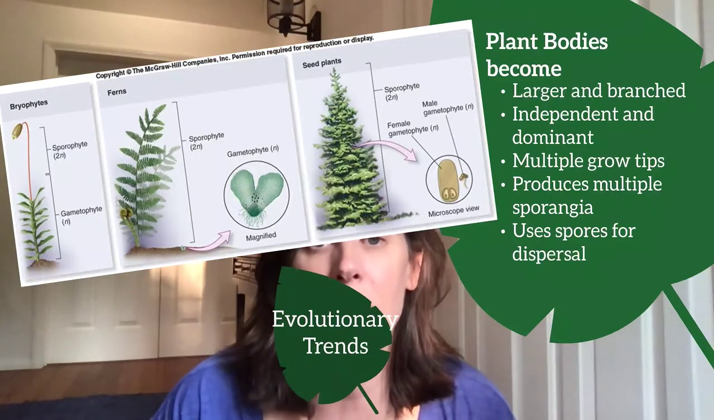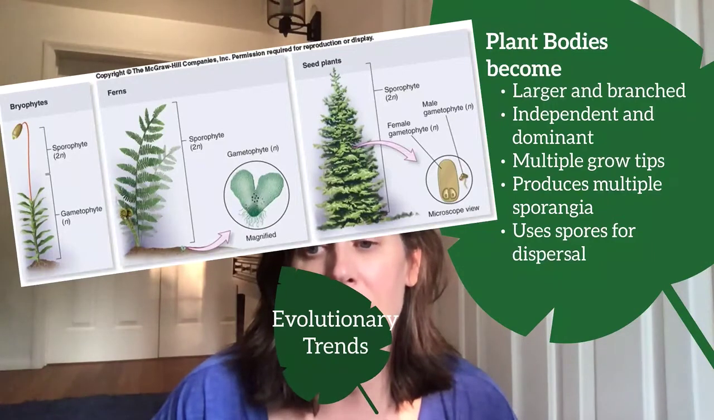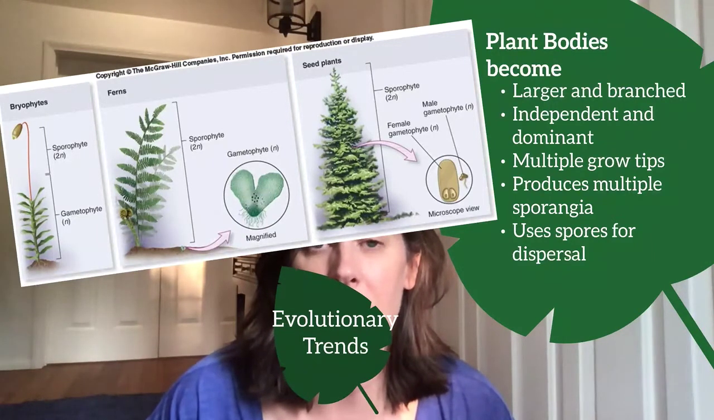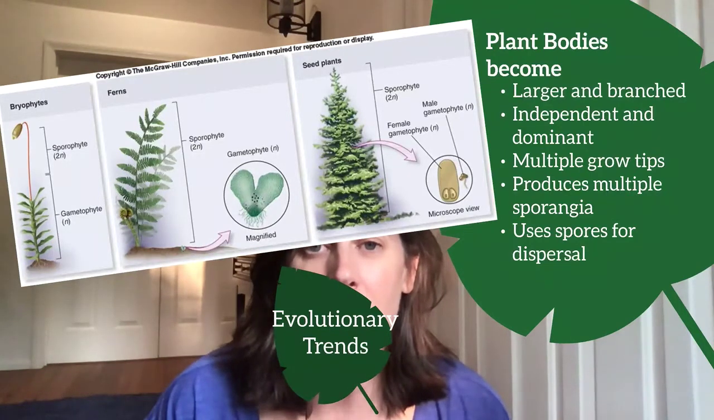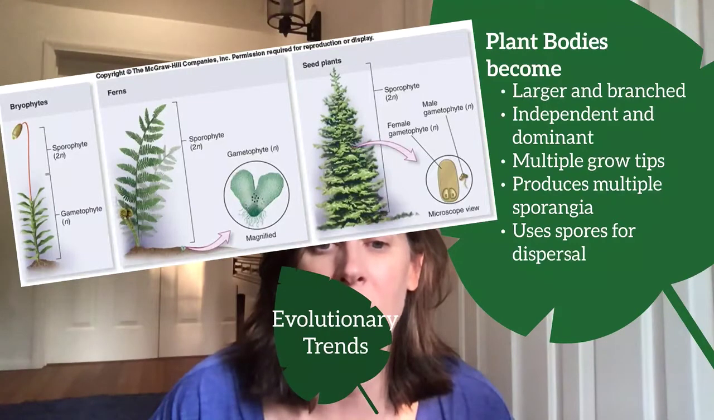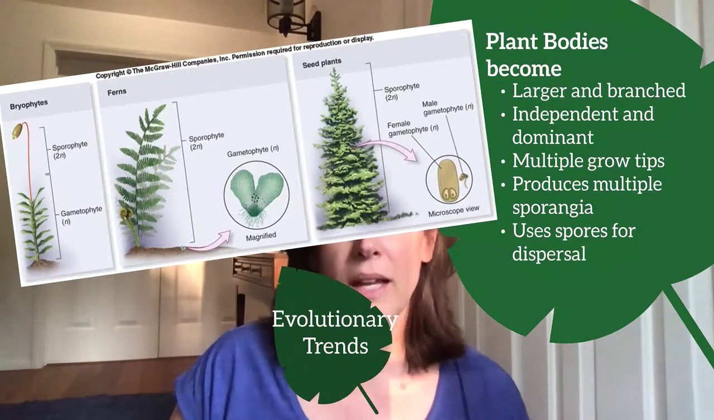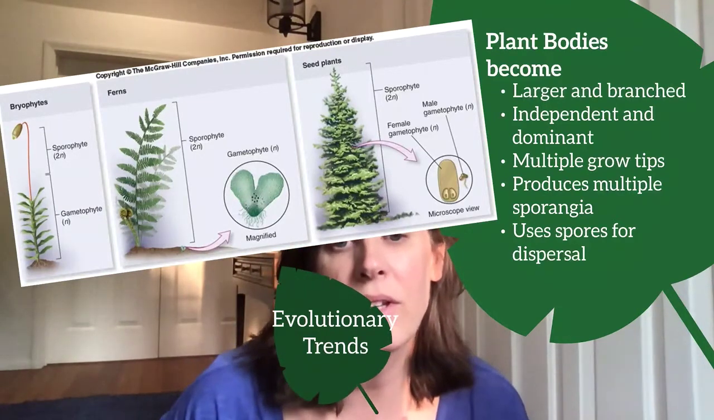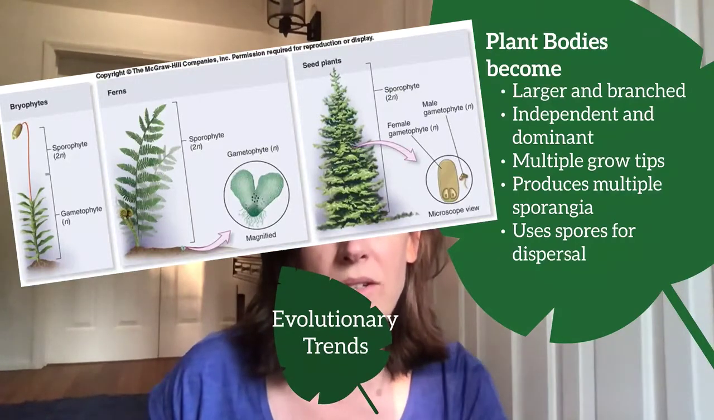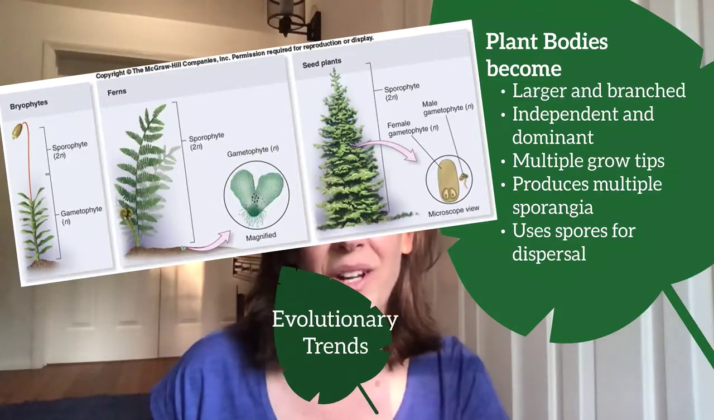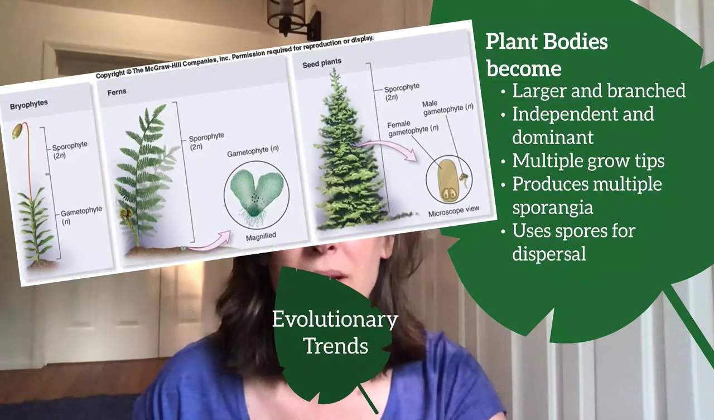If you remember the mosses, they basically had that one plant body projecting upward. We'll also see that there are multiple sporangia being produced, and if you recall, those are the organs where spores are produced. And we'll see that spores don't go away. They are still used for dispersal. Okay? But as we get into the seed plants, they're going to become much more complex as well.